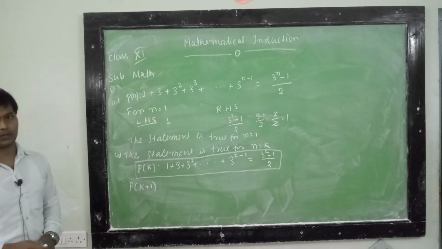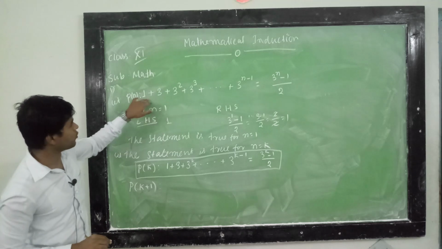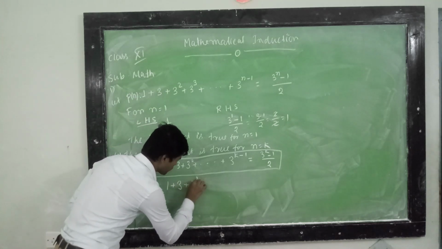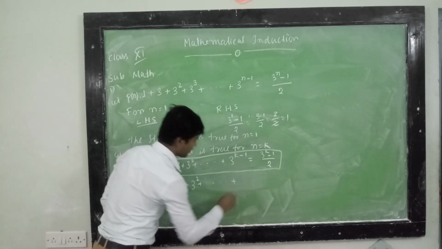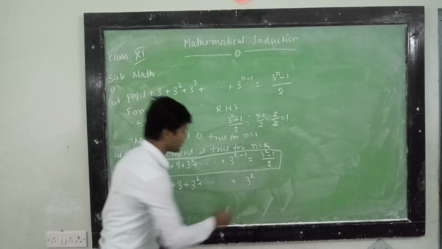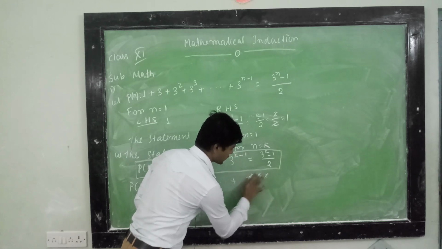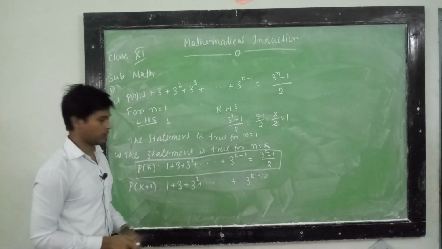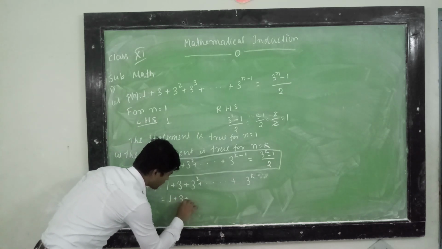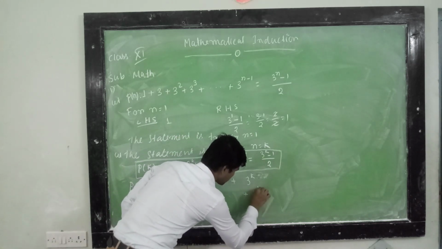Now we'll prove that. Consider the expression P of k plus 1, which is equal to the sum of first k plus 1 terms of this expression, which is equal to 1 plus 3 plus 3 square plus dot dot dot plus 3 to the power k plus 1 minus 1, and plus 1 and minus 1 will cancel, so it will be 3 to the power k. Now if I rewrite this line again, 3 plus 3 square plus dot dot dot, and the last term is 3 to the power k.